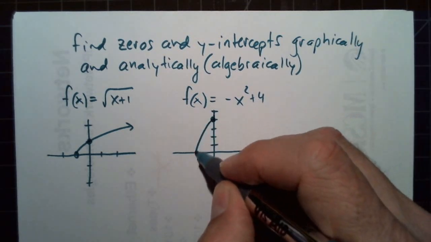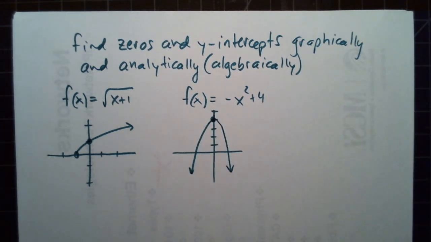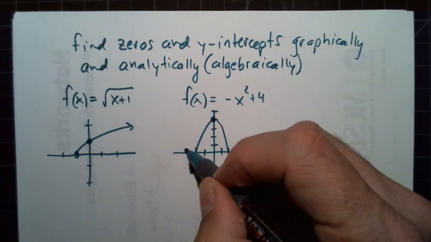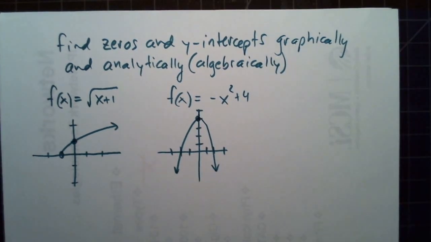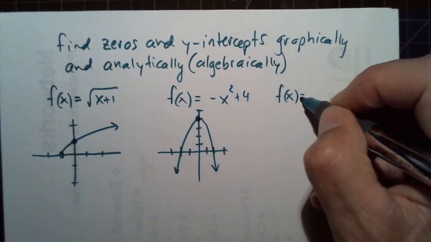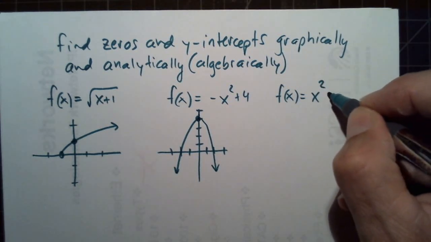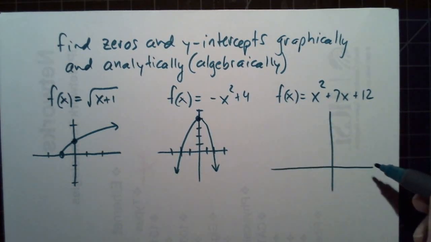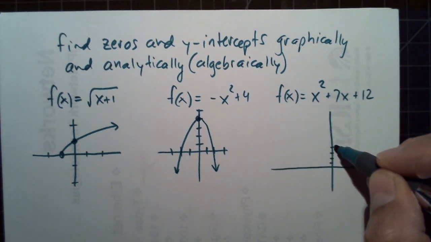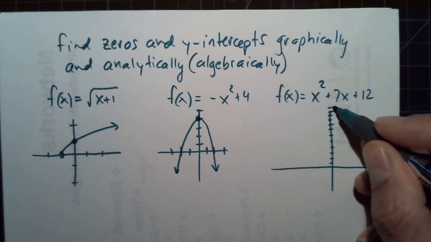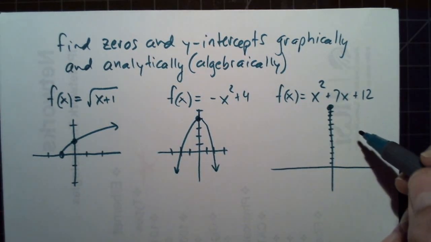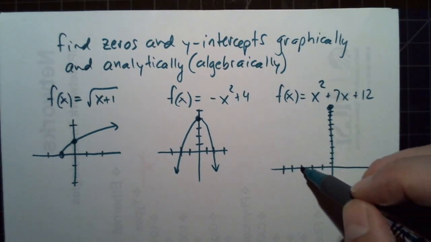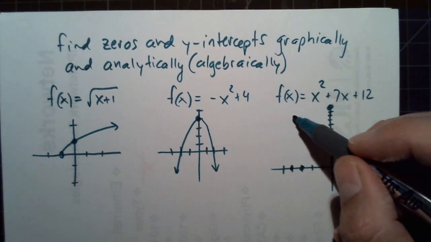Shifted up 4. So we have to go all the way up to 12 for the y-intercept. And this is at -3, -4.